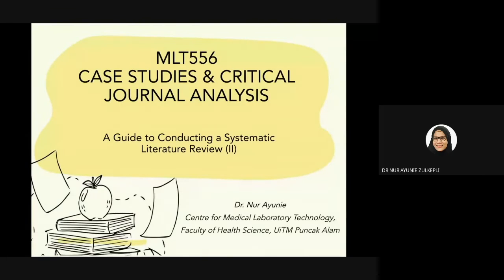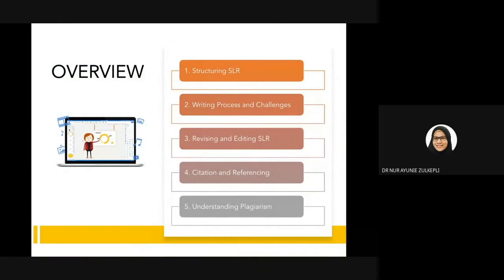So today we are going to cover more technically for your SLR. We are going to learn about how to structure your SLR, the writing process, and also the challenges while writing. And I will teach you how to revise and edit your SLR. And also you should learn about the citation and referencing, especially for literature review.